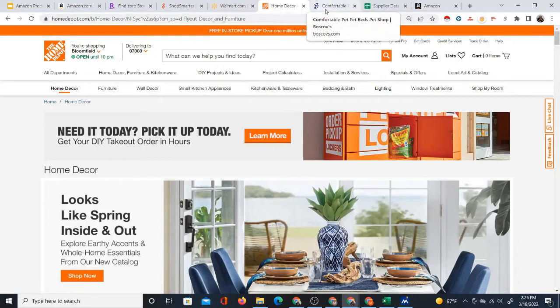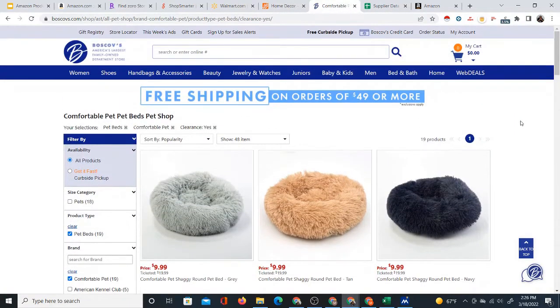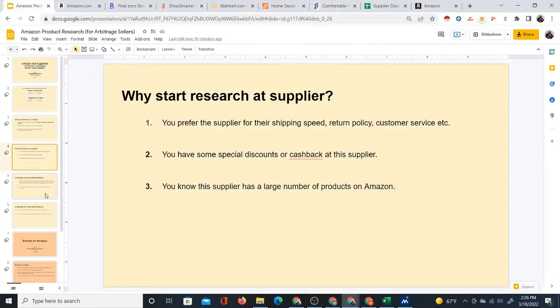Now, a site like Boscov's, on the other hand, a more obscure site, might be a little different, right? Might not have as many products on Amazon. So this is just something we might keep in mind. But then at the same time, you're more likely to have less competition. But anyway, I get more into that in other videos.